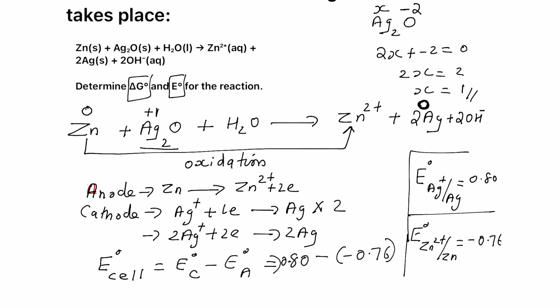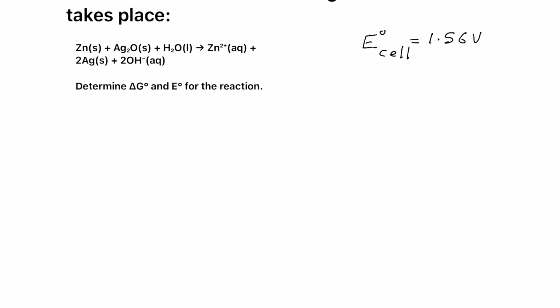On subtracting, you will get 1.56 volt. Hope it is clear. Okay, so E0 cell value is what? 1.56 volt. It's a straight question. So E0 cell value we got 1.56 volt. Always write unit, okay? Always write unit, 1.56 volt.